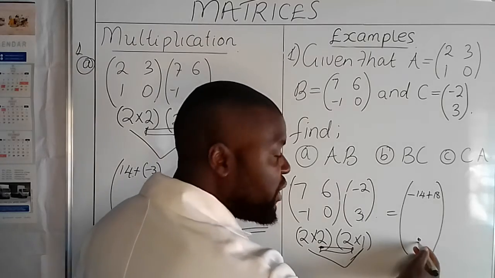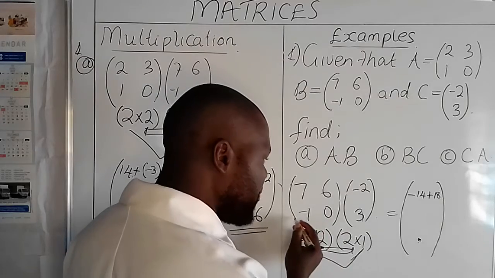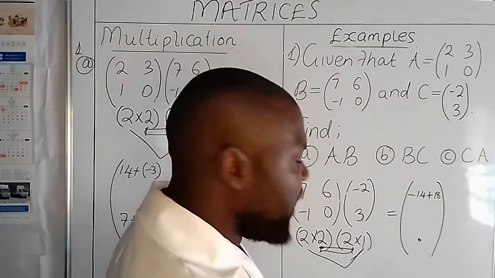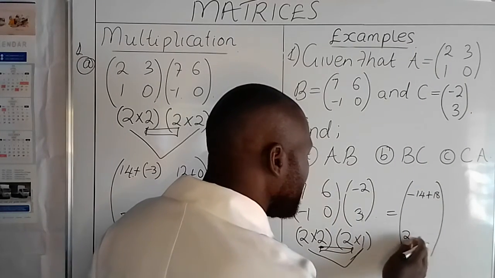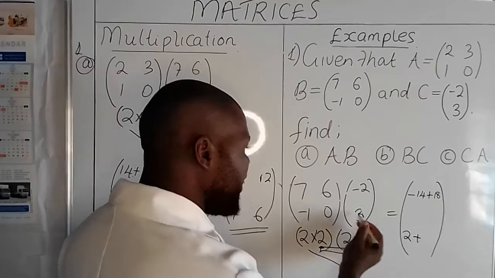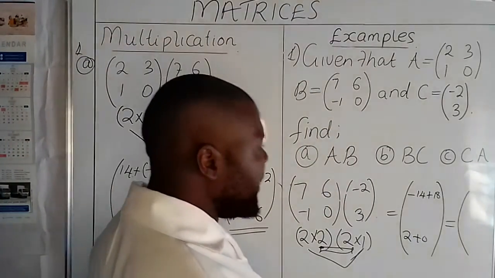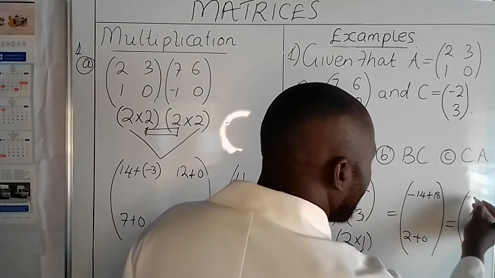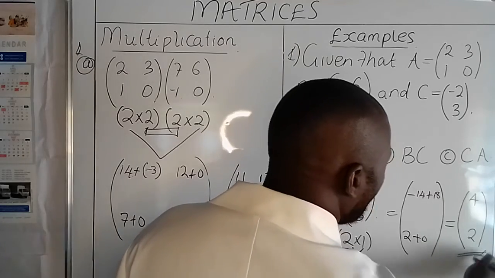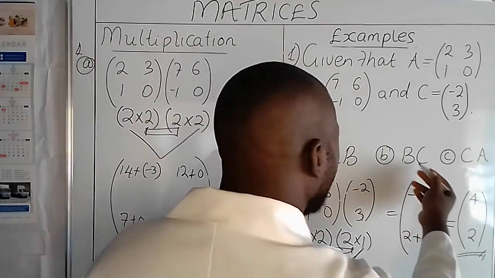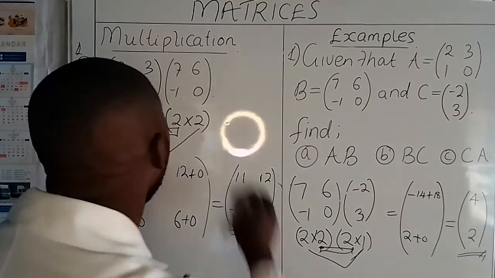Getting an element for this one, this is row 2, column 1. So we shall multiply row 2 by column 1. We say negative 1 by negative 2 gives positive 2, plus 0 by 3 is actually 0. So finally, our answer matrix for this one will be 4 and 2. So this is our BC, B by C. Basically, this is how we multiply matrices.